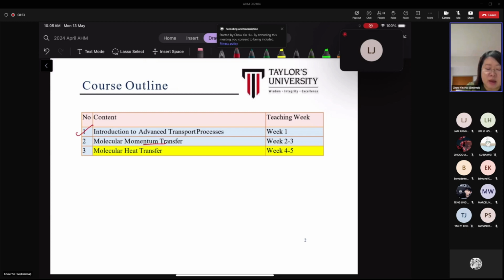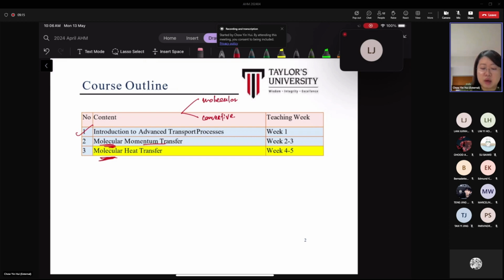So now if you look at it, I wonder if you notice this keyword here, molecular. For these few weeks, these 4 weeks, what we cover is about transport phenomena. There are two modes of transport, where one is due to the molecular motion and another one is due to convective transport.